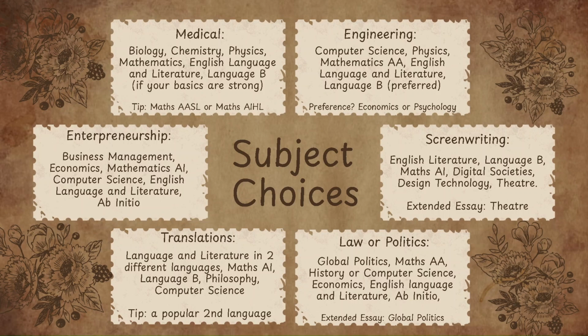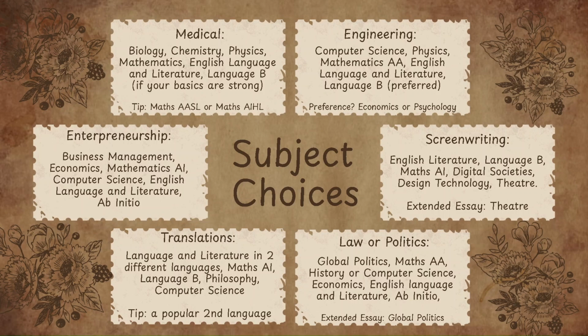When it comes to entrepreneurship, business management, economics, mathematics analysis and interpretations, computer science, English language and literature, and language ab initio is the ideal choice for you. For a screenwriting career, English literature, language B, mathematics analysis and interpretations, digital societies, design technologies, and theater are the ideal combinations. Extended essay in theater.